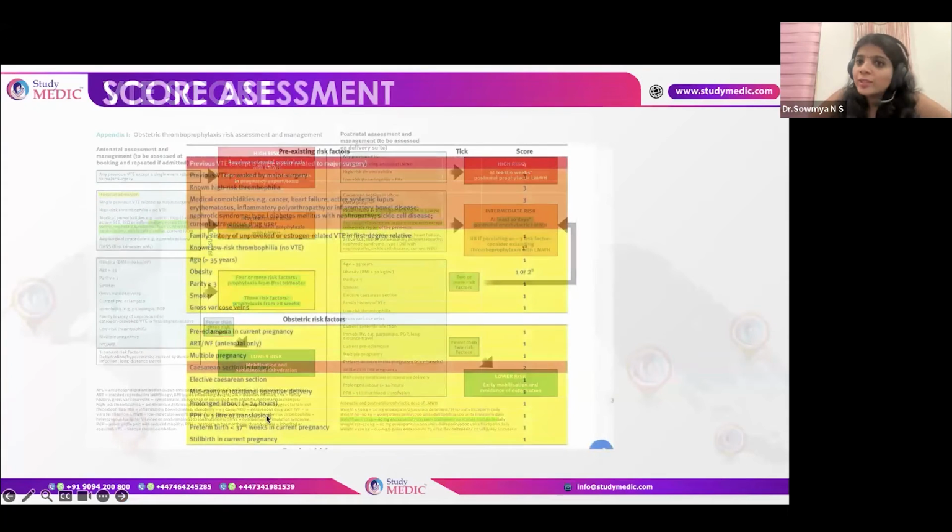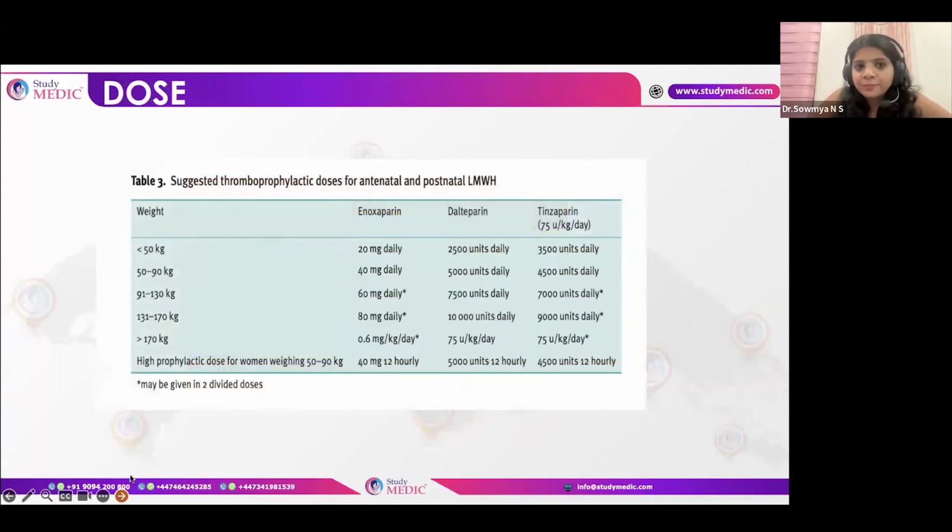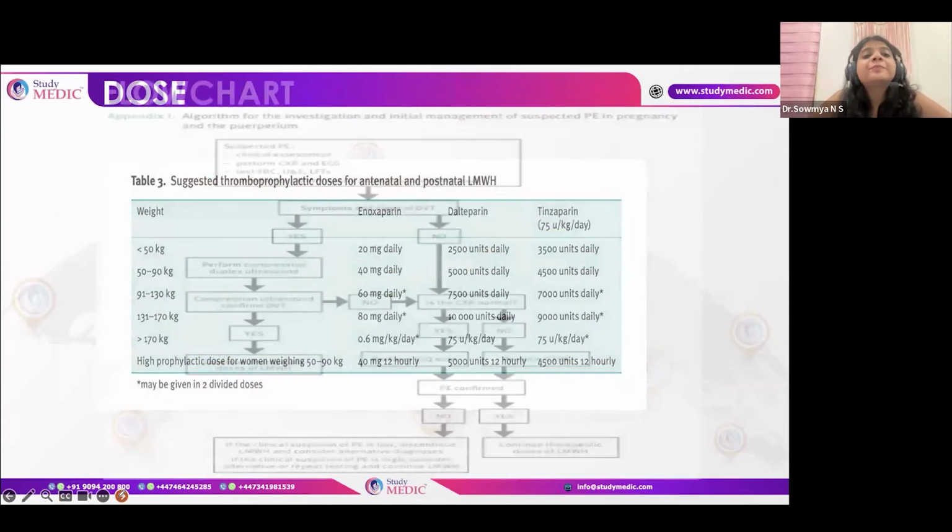Guys, you need to know this because sometimes they will ask you to score and also give the management options. It's easy. Just go through this once. And the doses. Sometimes they could ask you the doses. Just remember, on this side it is 40 and this is 20. Enoxaparin, you have to remember it is only 20 difference there. And dalteparin, it is double the dose. Tinzaparin is unique. You have to remember. If they ask you the dose, they generally ask you these 3 only. So you need to know about it.